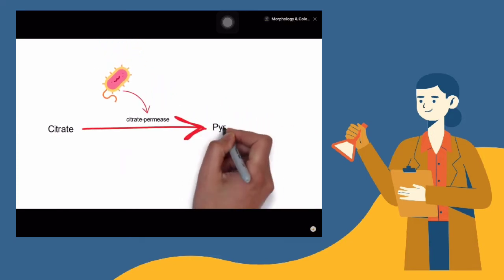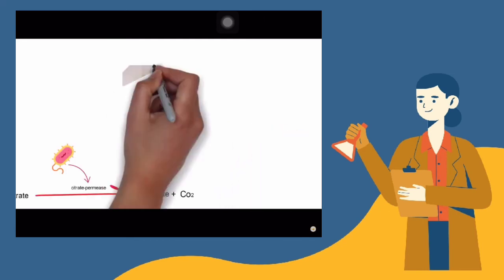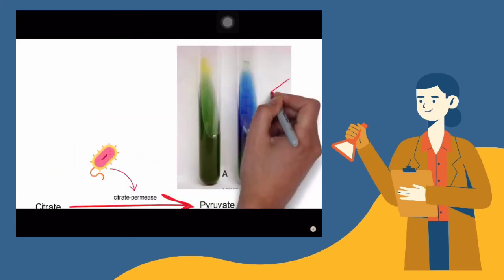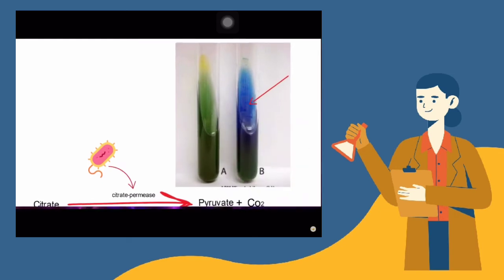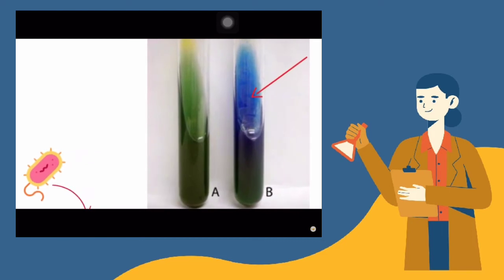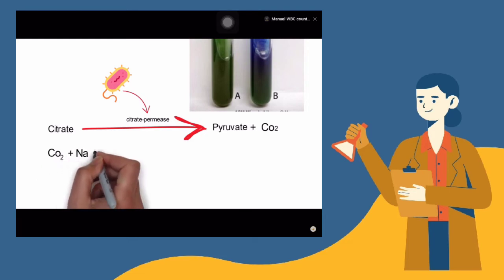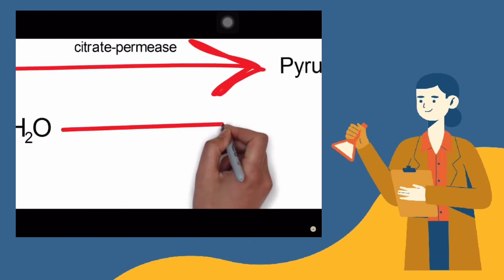This test is done on slant medium because oxygen is necessary for positive utilization. So this carbon dioxide reacts with sodium and water to form sodium carbonate, an alkaline product. This increases the pH above 7.6, which turns the bromothymol blue indicator from green to blue.